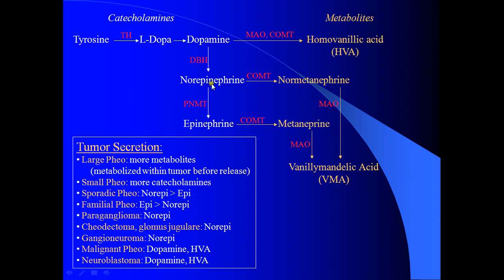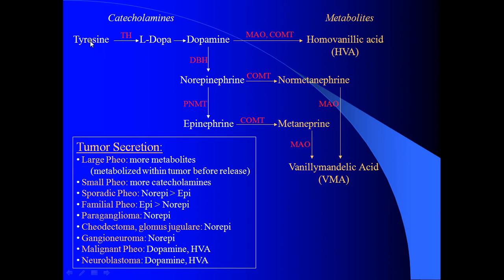So how are these catecholamines made? This is a complex pathway, but we need to know about it because different types of tumors, different types of pheos, produce different types of hormones. So you get a combination of these hormones. One measurement can help you differentiate what kind of tumor and what genetic defect is there, which variety of the pheo is there.